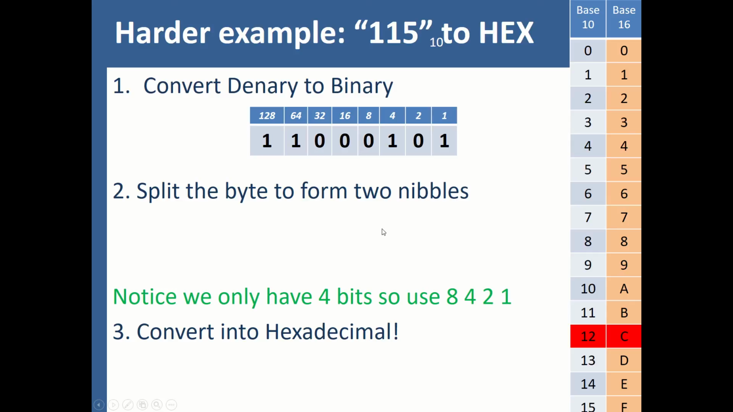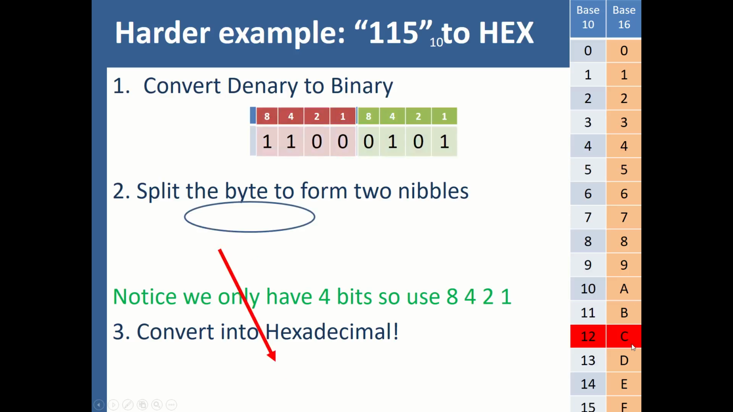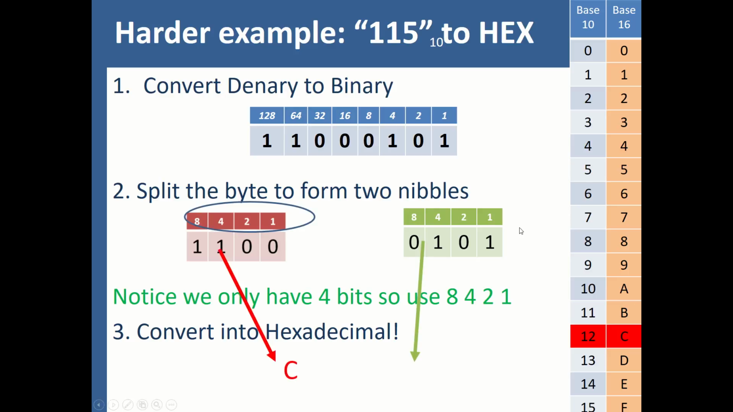So here we've got 115 to hexadecimal. I've put it into binary. I split it into 2 nibbles and then convert it to hexadecimal. But you'll see in red I've highlighted that 8 plus 4 is 12, but we don't write 12 because that's in base 10. 12 in base 16 is C, so we use C. 4 plus 1 is 5, so we just put 5 and it becomes C5 in base 16.